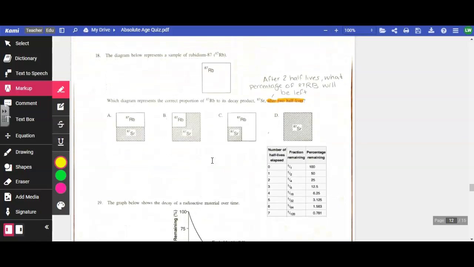For number 18, it says the diagram below represents a sample of rubidium-87. Which diagram represents the correct proportion of rubidium-87 to its decay product, strontium-87, after 2 half-lives? So after 2 half-lives, what percentage of rubidium-87 will be left, and which of these pictures represents that percentage?